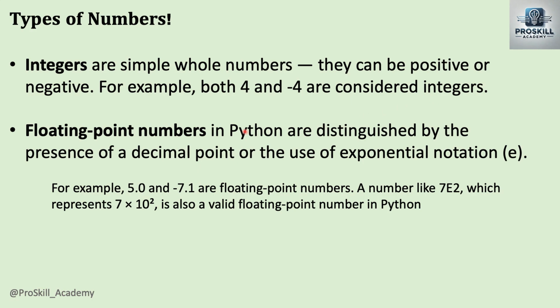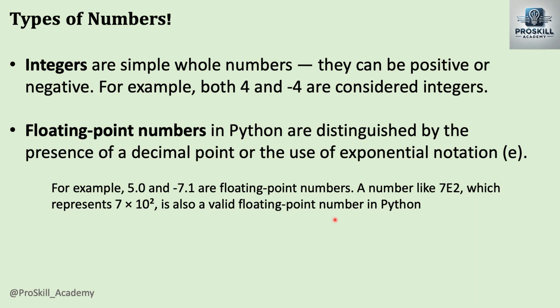Floating point numbers in Python are distinguished by the presence of a decimal point or use of exponential notation. So these are the numbers which are fractional basically. So for example, 5.0 and -7.1 are floating point numbers. Don't get confused when I said fractional, because 5.0 can be written as 5.0 divided by 1. A number like 7e2, which represents 7 into 10 square, is also a valid floating point number.